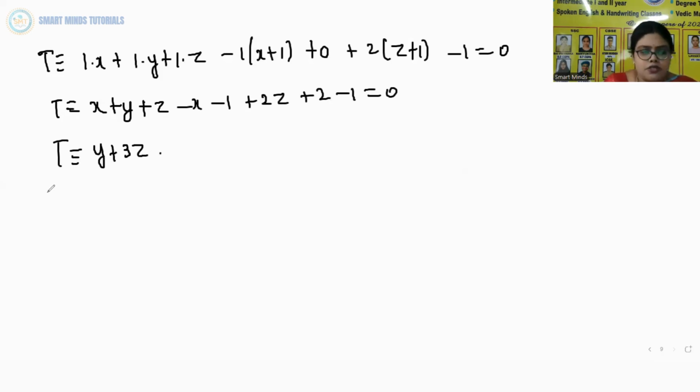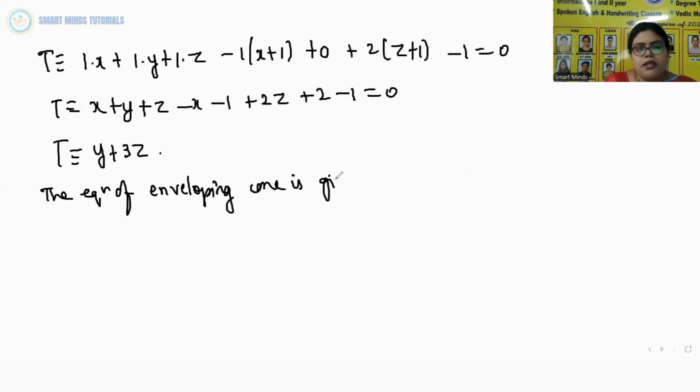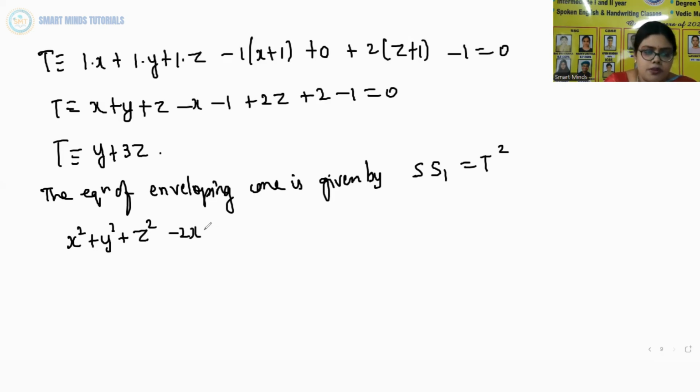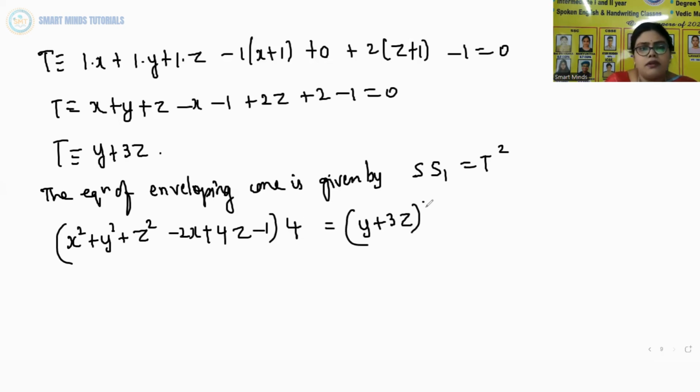This is the tangent equation. Now how do we find the equation of the enveloping cone? The enveloping cone is given by S into S1 is equal to T squared. So what is S? x² + y² + z² − 2x + 4z − 1, into S1, which is 4, is equal to T, which is (y + 3z) whole squared.